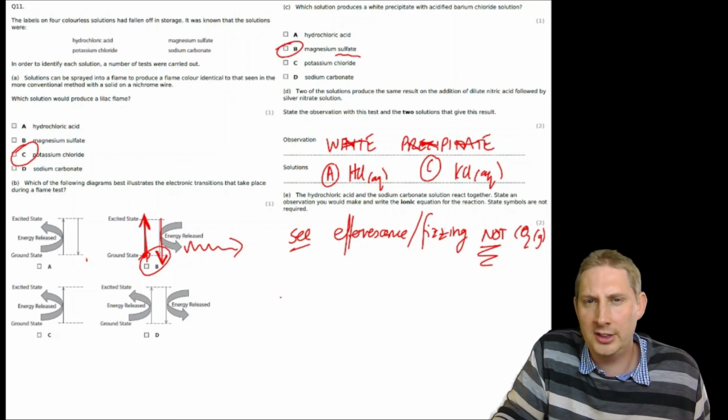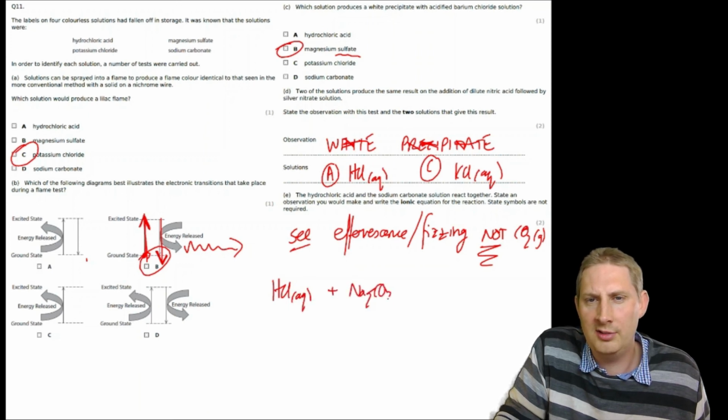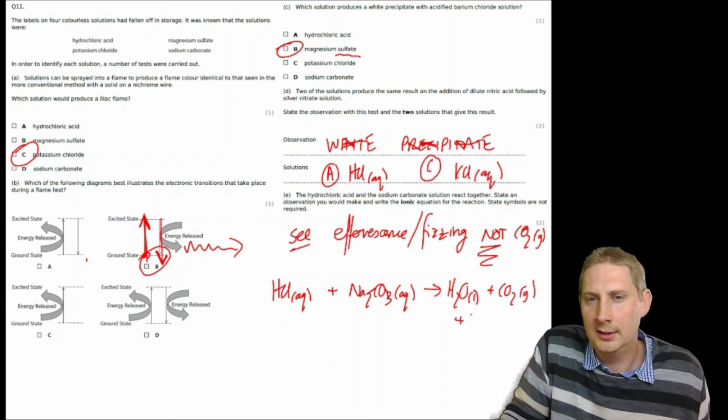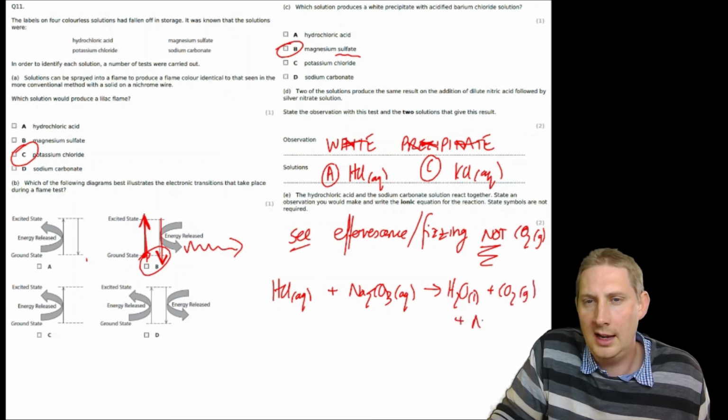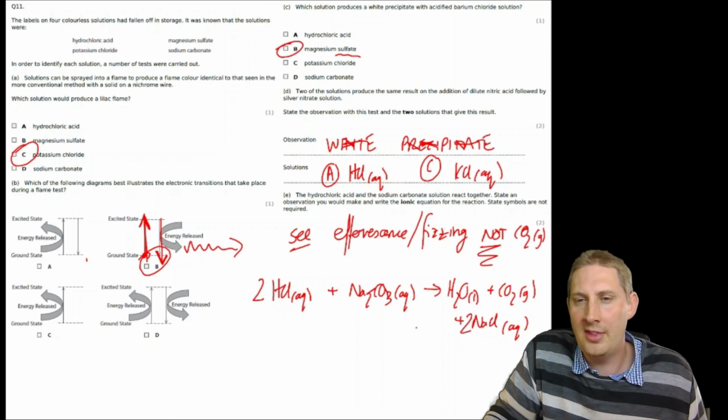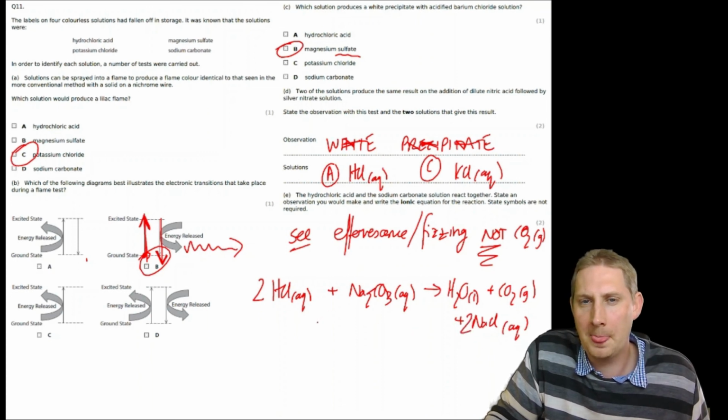And finally the ionic equation. So we've got HCl aqueous plus Na2CO3 aqueous forming H2O liquid plus CO2 gas plus NaCl aqueous, 2 of those, and then that is balanced.